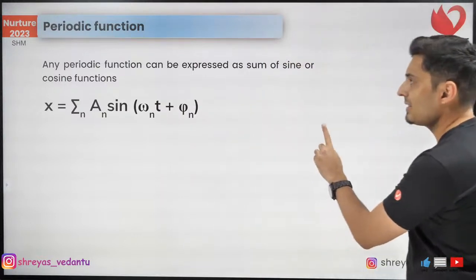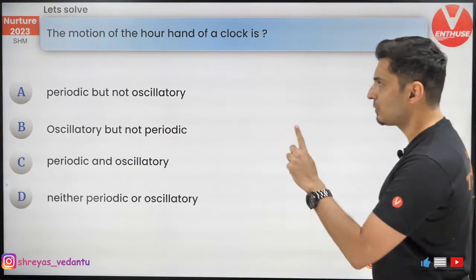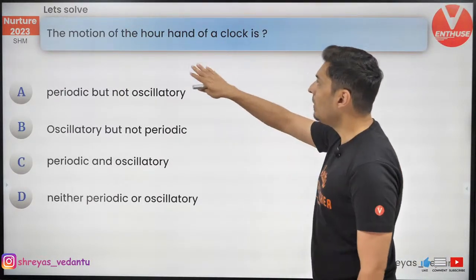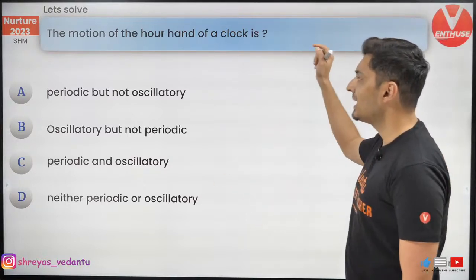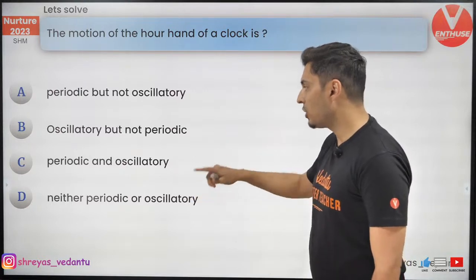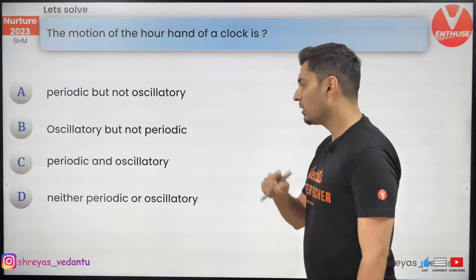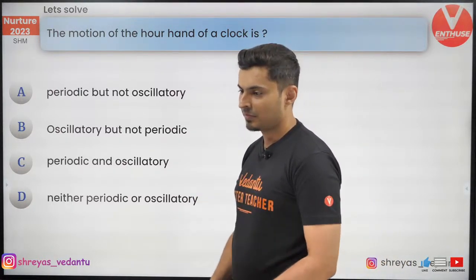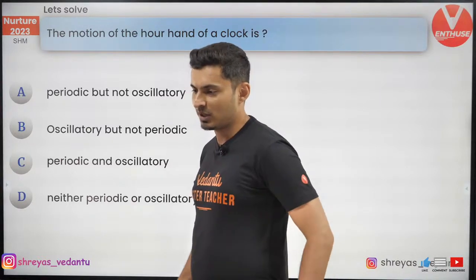Let's go to SHM, but before that, let's solve some questions. The motion of the hour hand of a clock is: periodic but not oscillatory, oscillatory but not periodic, periodic and oscillatory, neither periodic nor oscillatory. Come on, let's see how many of you can get it.